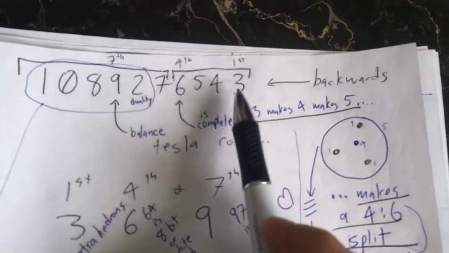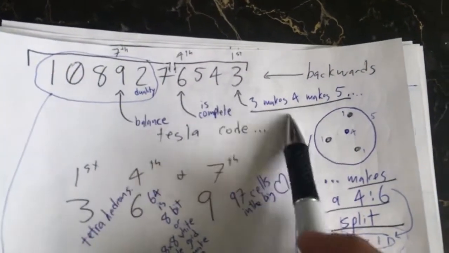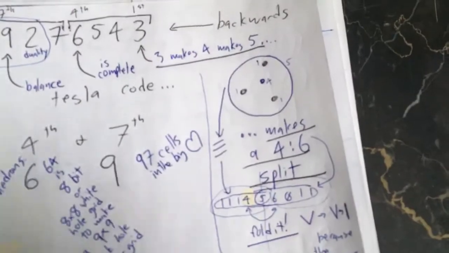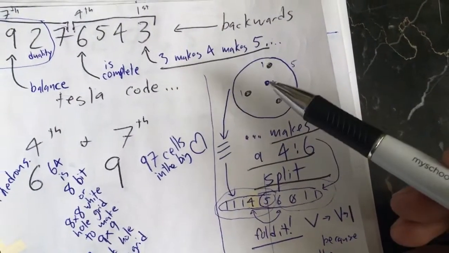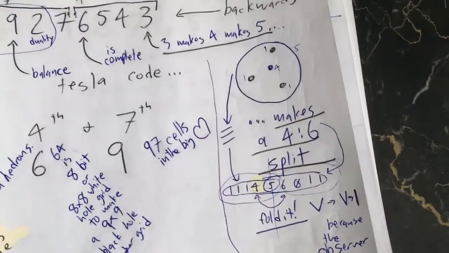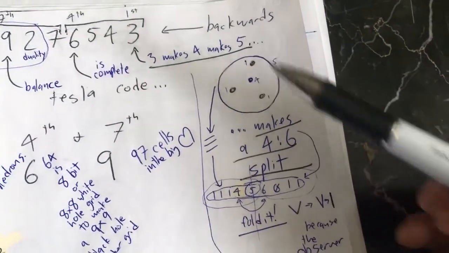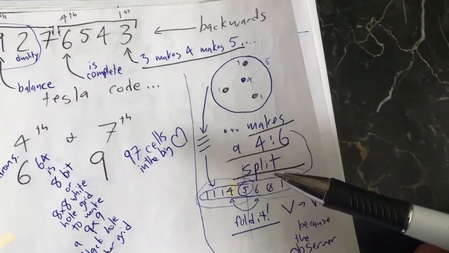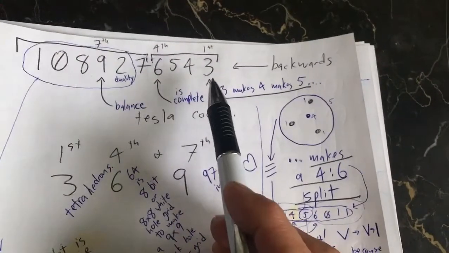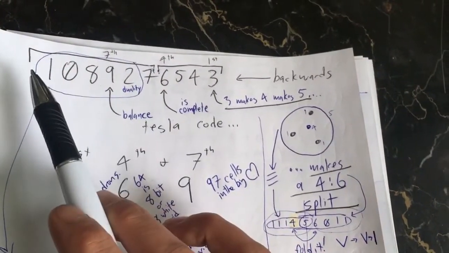Okay? Read it backwards, that's your 3. Okay? 3 makes 4 makes 5. What that means is that your 3 dots makes the 4th heaven in a cell. That's all it means. And it also means 3 makes 4 makes 5 makes a 4-6 split. Okay? Because this 4 is going to be split with this 6.